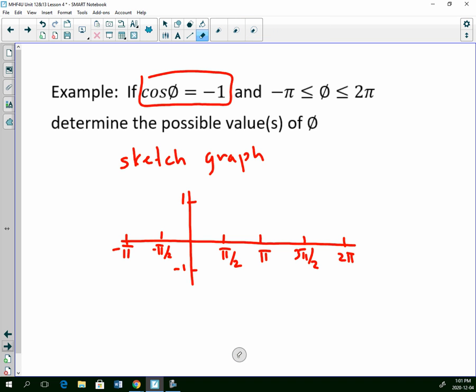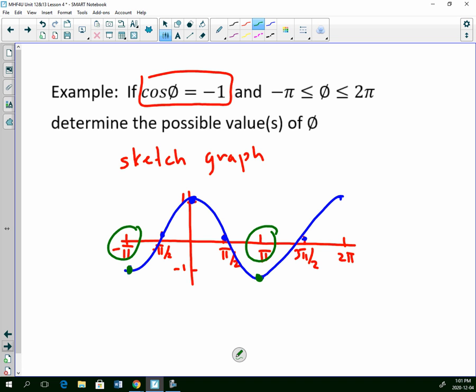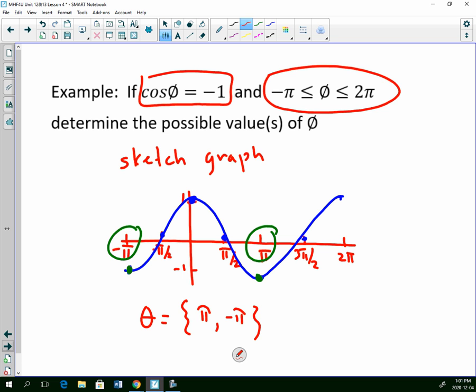Cosine starts at the top, middle, bottom, middle, top, and then continues this way. I want to know where it equals -1. It equals -1 here and here, so here and here are my solution set. So cosine theta equals -1 at pi and also at negative pi. Just check and make sure that you're finding the answer over the proper interval. Sometimes the interval changes, so always check it.